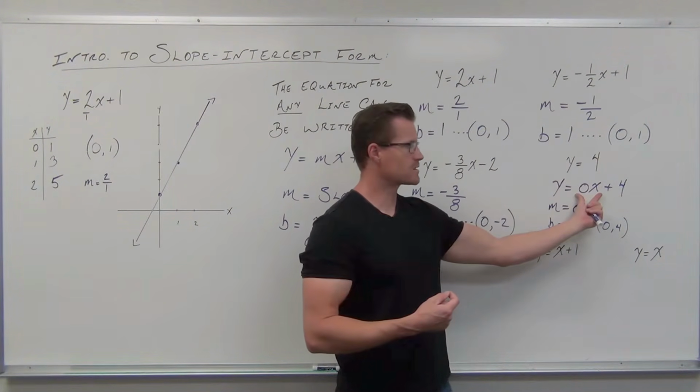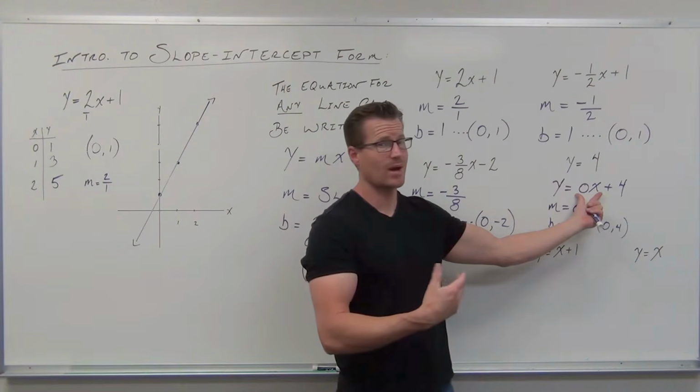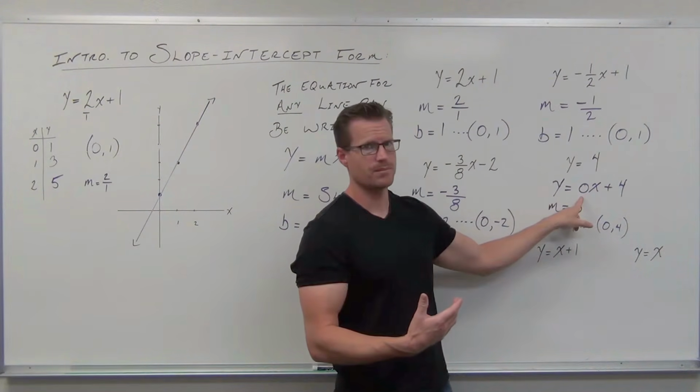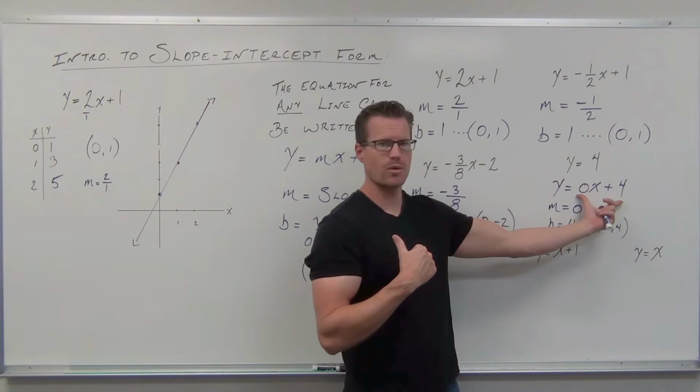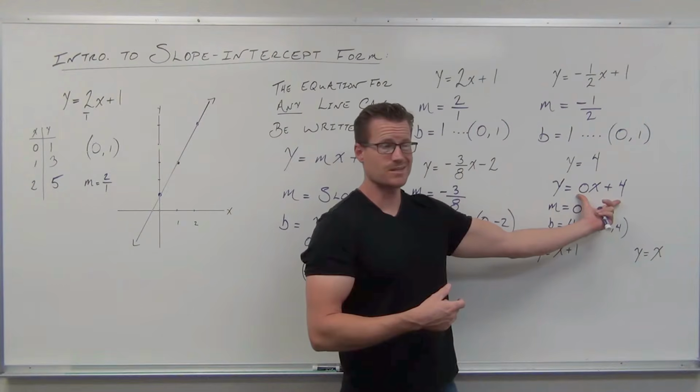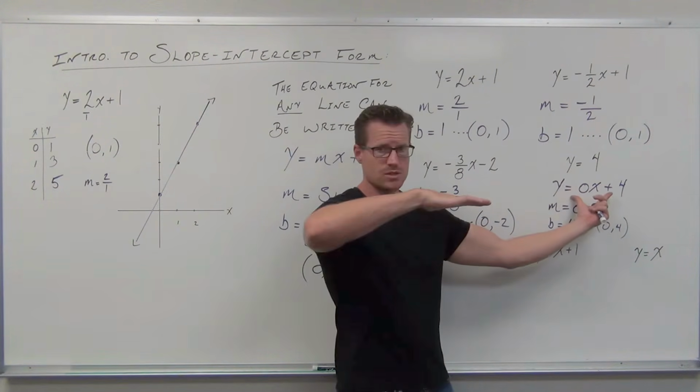You don't have any. 0 times x would still maintain that. I don't have any x's. How many? 0 of them. But it fits our formula. And it fits this and says, hey, what's the number right in front of x? 0. That's my slope. Makes sense. Horizontal lines do have a slope of 0.